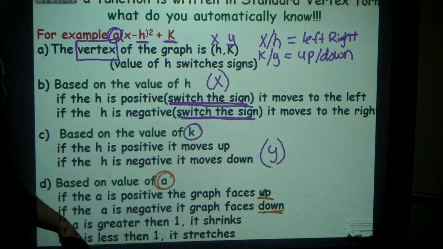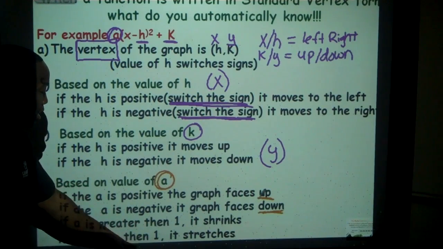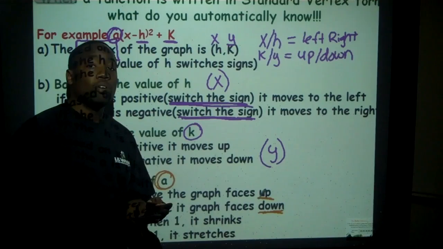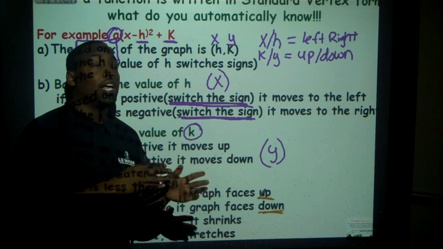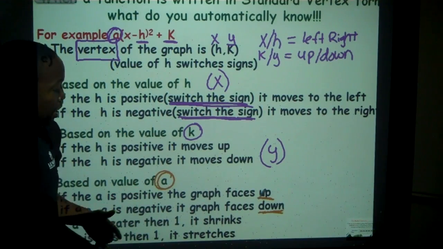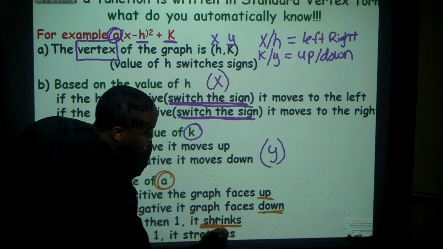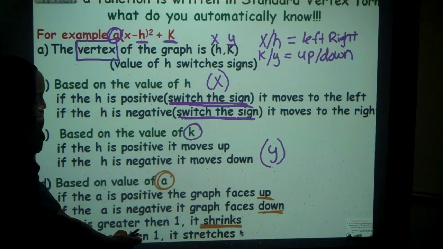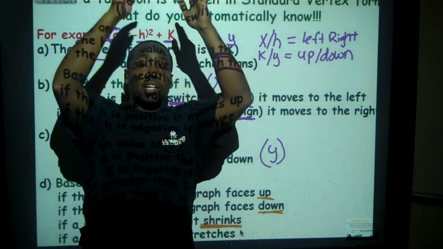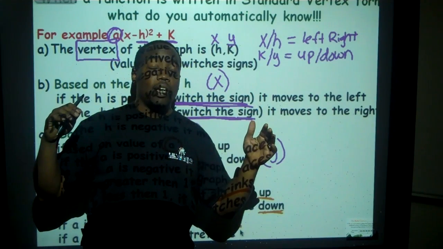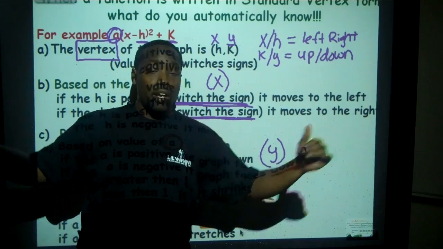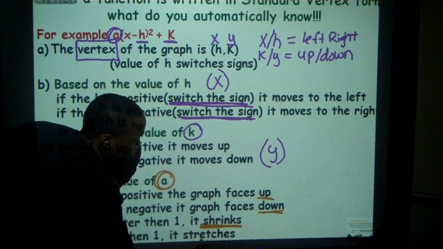Now, what happens if my a is greater than 1? Anything greater than 1, like 2, 3, 4, then it's going to shrink. If a is less than 1, it's going to stretch. What I mean by shrink is it's going to get closer to the y-axis, and when a is less than 1, it's going to get closer to the x-axis, so it's going to get wide. Alright? So that's what I mean by stretch.